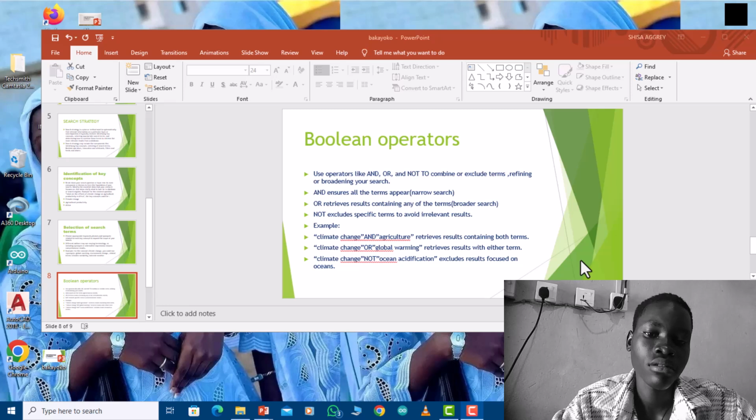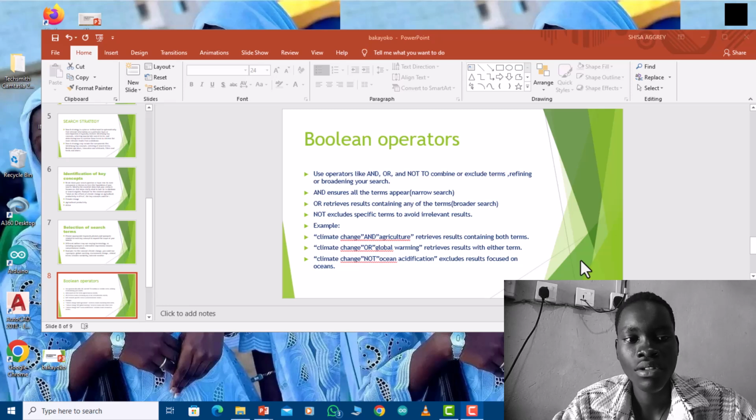In our previous lecture, we talked about a selection of search terms, whereby I explained deeply into detail. I hope by now you are well acquainted with those things. It will be helpful for your research work.